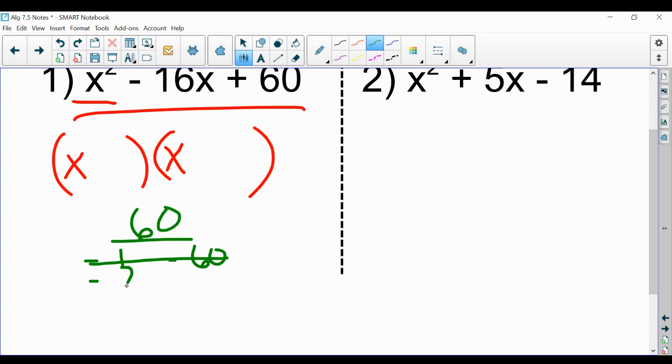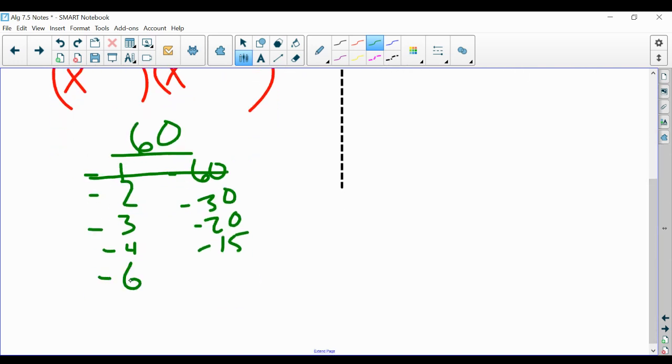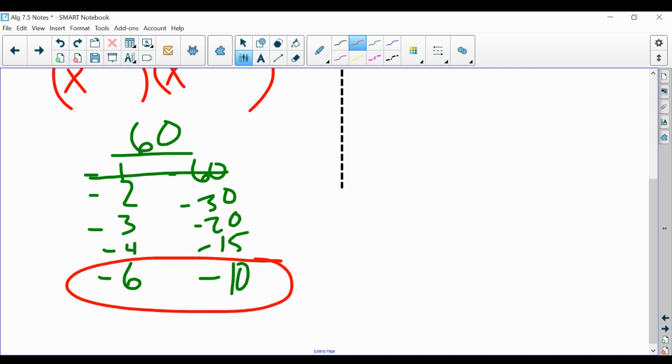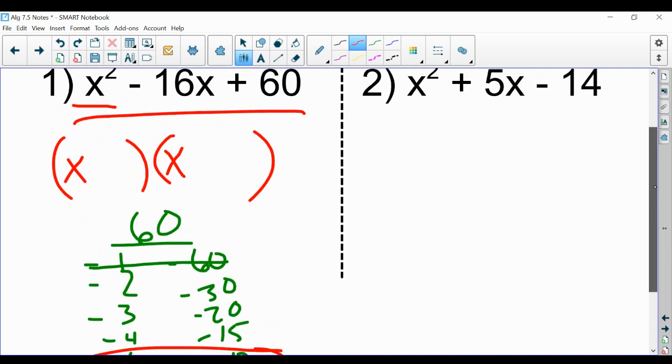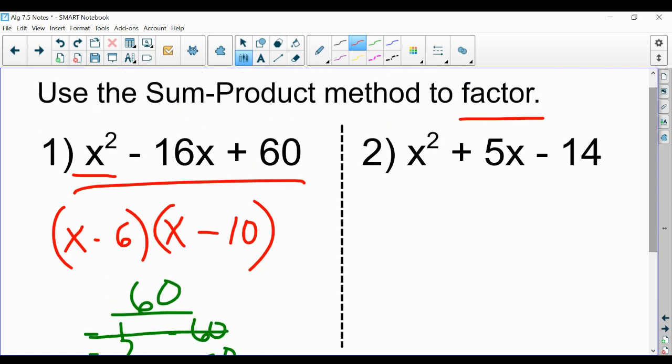Now you could go through all of these if you want to. Negative 3 and negative 20, negative 4 and negative 15. And eventually you'll end on the right one, negative 6 and negative 10. That's the one where when I combine them, I get negative 16. So it looks like I'm going to say x minus 6 and x minus 10. And just to check it, I know if I FOIL, I'll get x squared minus 10x minus 6x is minus 16x plus 60. So I know that it works.